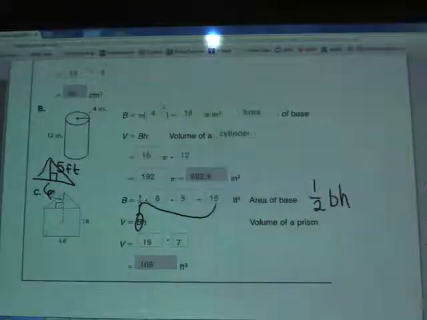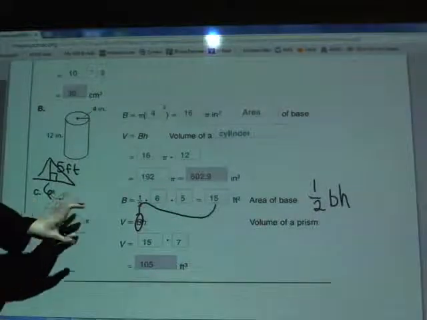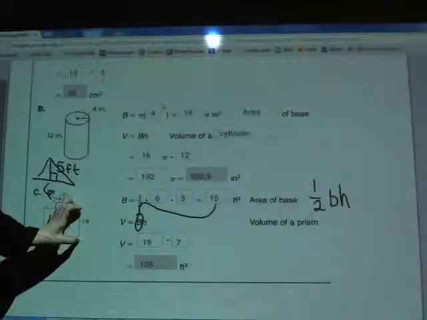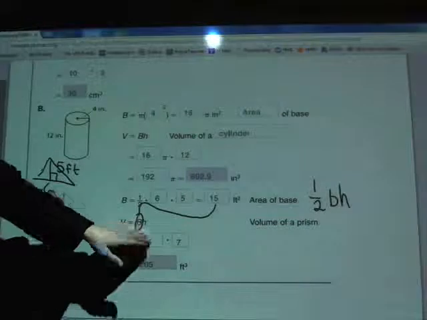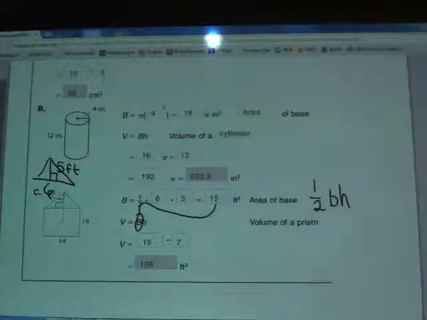All right, so now I know the area of the base. I'm going to multiply that by the height. Again, it's the height of the entire three-dimensional shape now. Well, the shape is standing up the right way, so the height here is going to be 7. So I'm taking 15 and multiplying it by 7. 15 times 7 is 105 feet cubed.